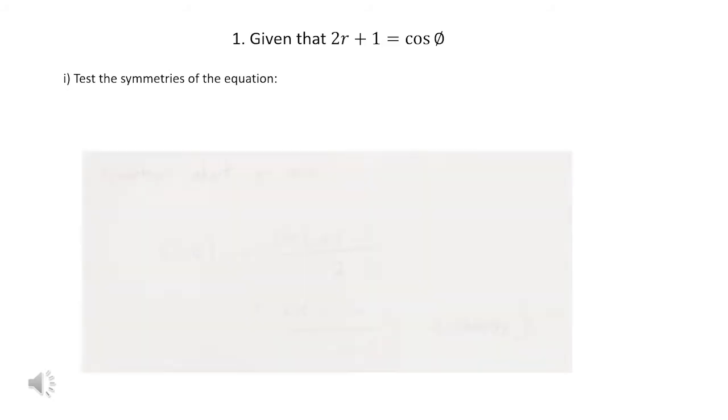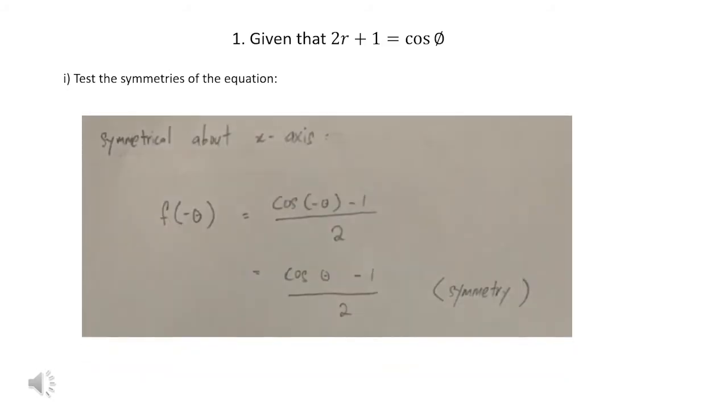First, symmetrical about the x-axis. Substitute negative theta into the equation and simplify it. As we can see, after simplification, the equation is the same as the given equation. So, we can conclude that the equation is symmetrical about the x-axis.